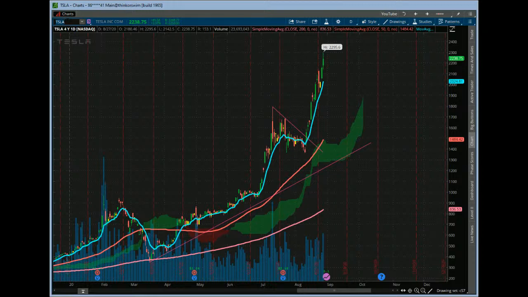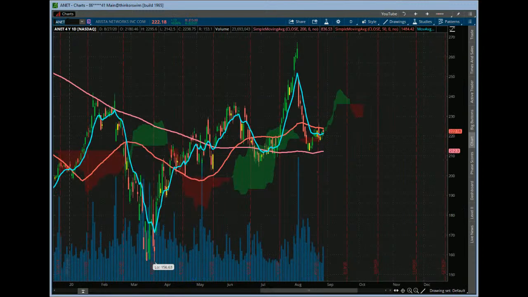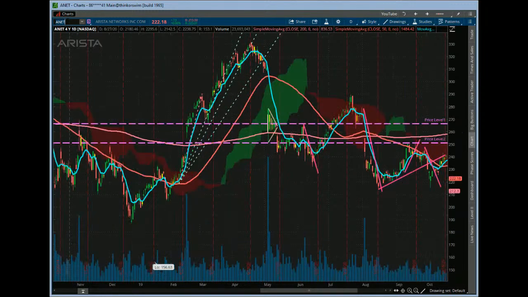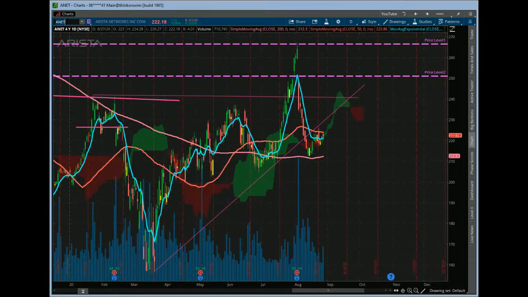Ramesh, what's going on? Of course, we'll look and make sure that the setups are there. ANET is right at the 50-day moving average, Ramesh. So it's hanging onto the cloud right there. It's looking okay. It could be doing a couple things, right?